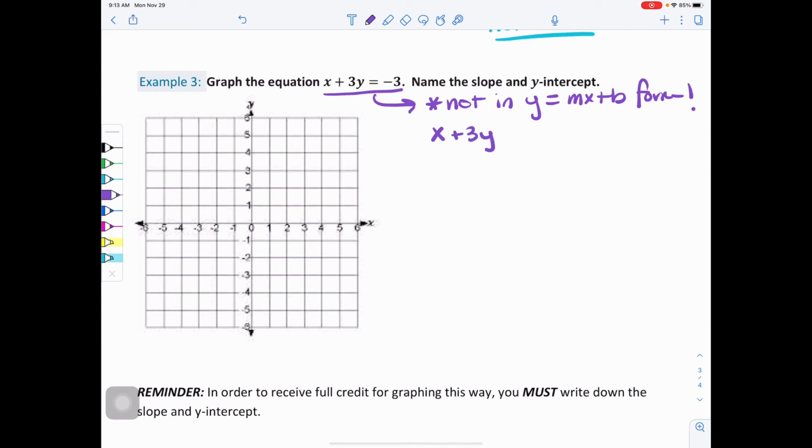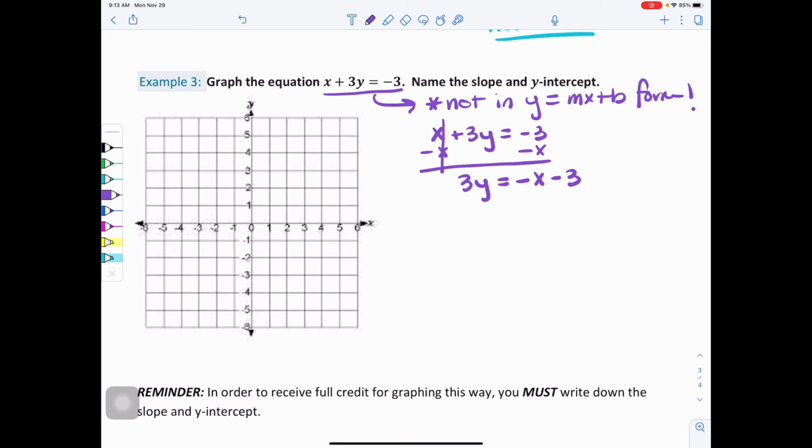So x plus 3y equals -3. I want my y's to be all alone. That's my ultimate goal. So the first thing I always want to do is get rid of my x's. So since that's a positive x, I'm going to subtract x. Whatever I do to one side, I must do to the other side to keep it in balance. So the x's disappear and we get 3y equals -x minus 3. Now you can put the -3 first and then minus x. It's totally up to you. Doesn't matter. I'm just trying to write it in actual mx plus b form.